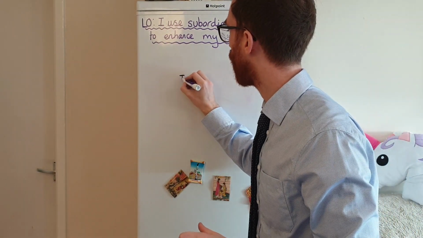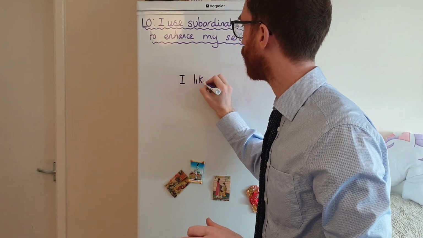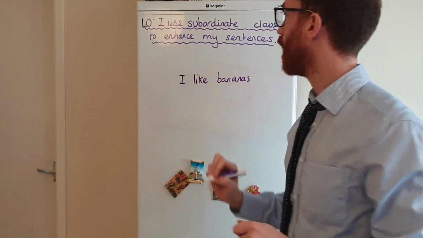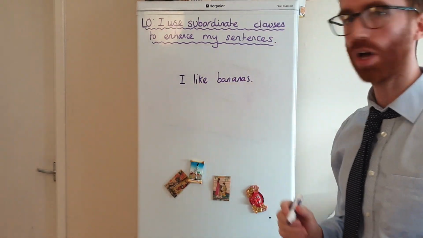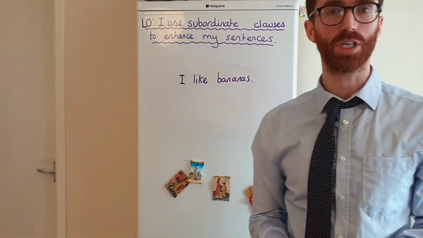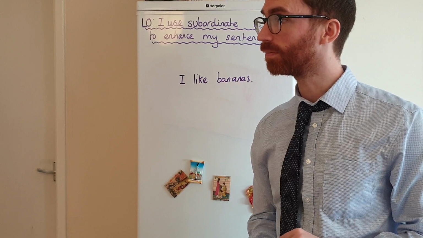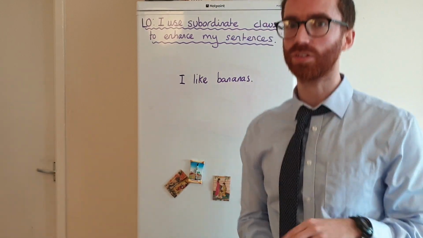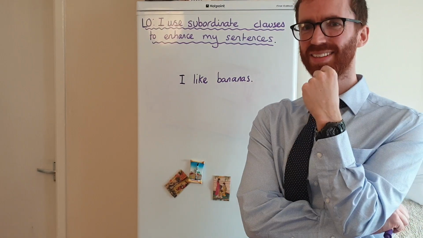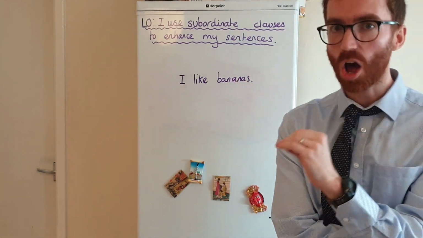So, for example, I like bananas, okay? I like bananas. What do I need? Full stop. It's a sentence. It works on its own, okay? I could quite happily go up to someone in the street and say, I like bananas. They might look at me funny, but it works as a sentence. I like bananas. Trouble is, it's a little bit boring and it doesn't tell me very much.